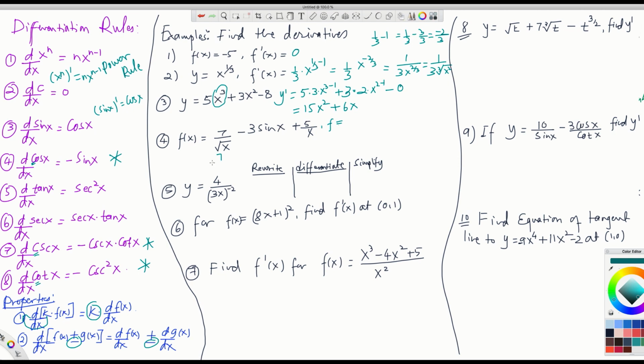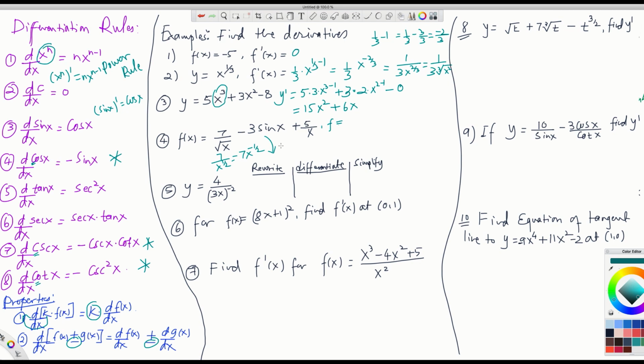You can write 7 over x to the positive 1/2, right? But this formula says that you need to have everything in the numerator to use the formula, right? So I want to move this. So if I move this, what happens? It will be 7x to the negative 1/2, right? That moved to the top. And if you move the bottom term to the top, the exponent will be changed by its sign. And this will stay the same.